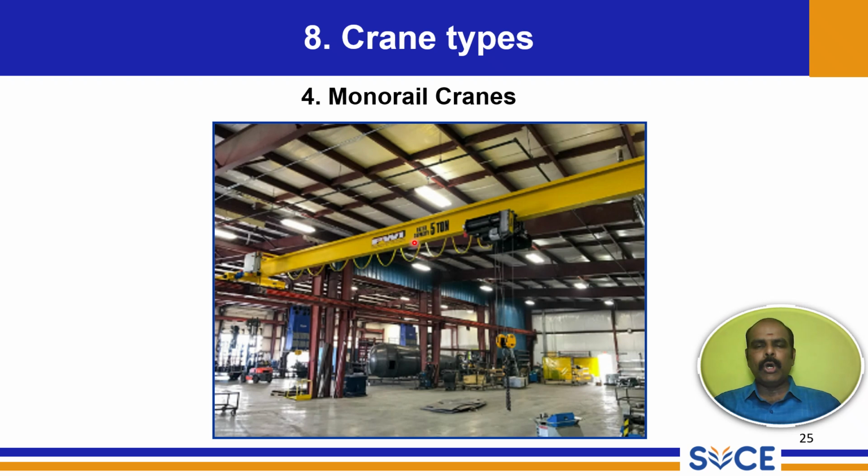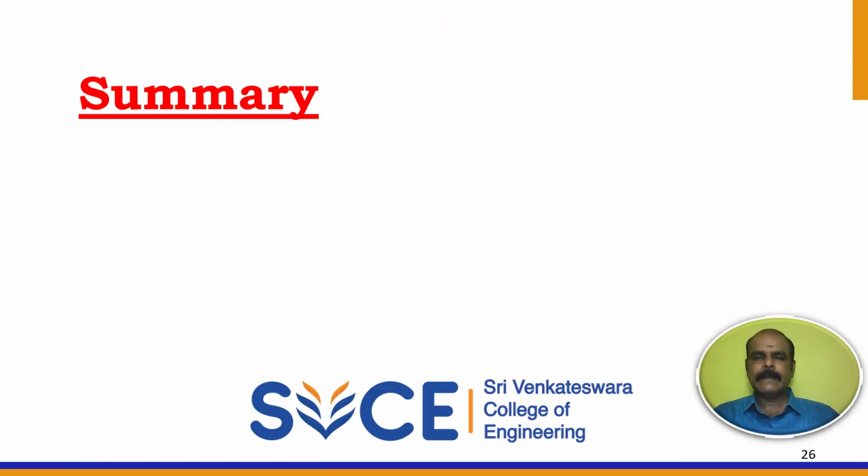The next, monorail. Monorail means only a single girder. This is called a girder. So only one unit alone will be moving, and usually the weight is restricted.